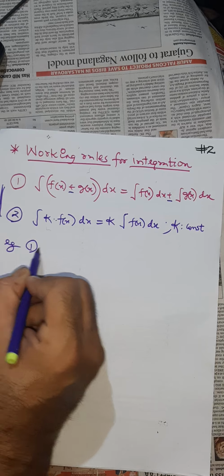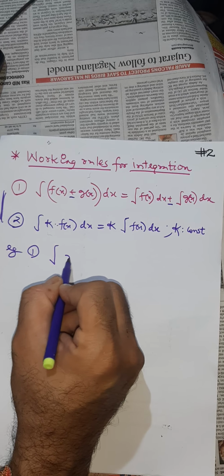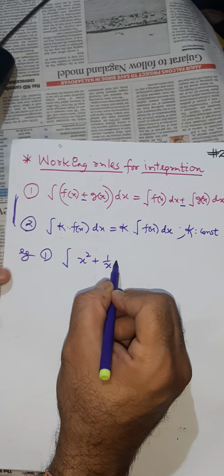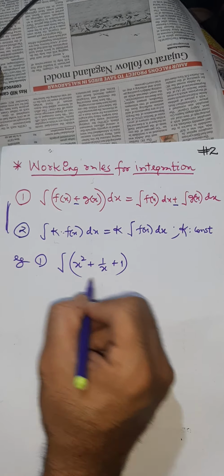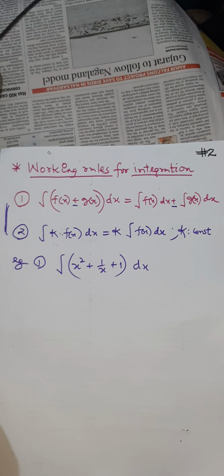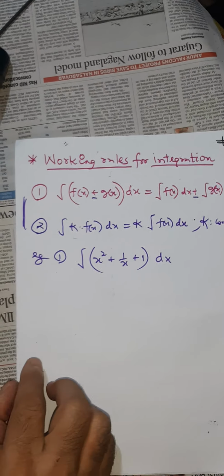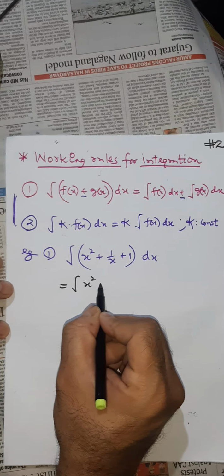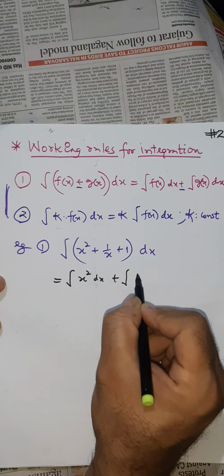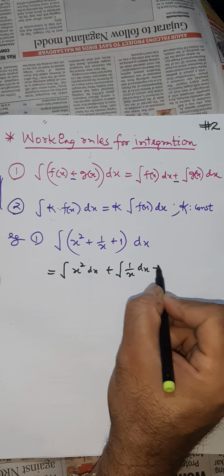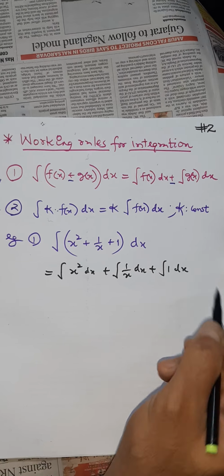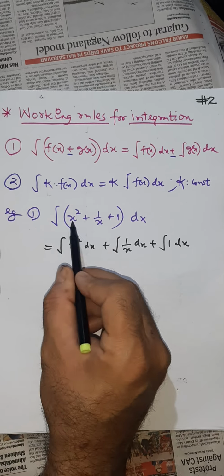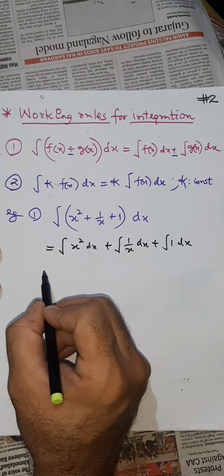Like this. If I take a simple example here, suppose I have x squared plus 1 upon x plus 1. Suppose I have three functions. Integral of these three functions. All are standard functions. So what you can do is, by the first working rule, integral of x squared plus integral of 1 upon x plus integral of 1. This is what the first working rule says, as you were doing in differentiation. You can apply integral to each of these functions.